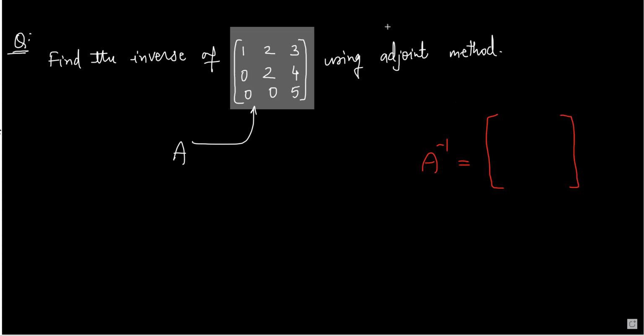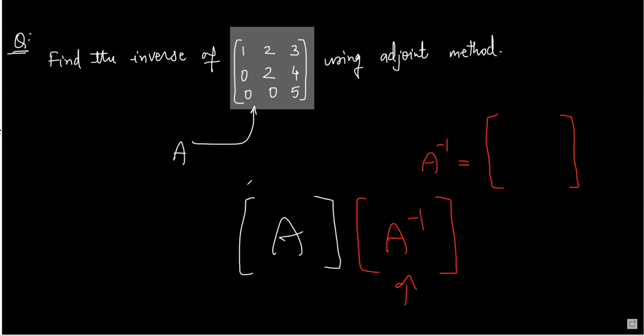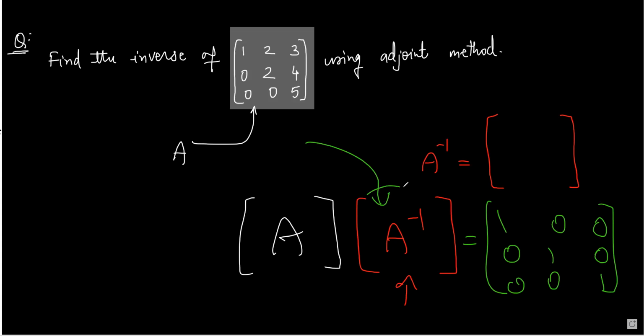Because it is such a matrix that if I multiply A inverse to A, this is matrix A and this is matrix A inverse, I will get the identity matrix. What will I get? I will get 1 0 0, 0 1 0, 0 0 1. So here we have to find this matrix A inverse. It is a special matrix.